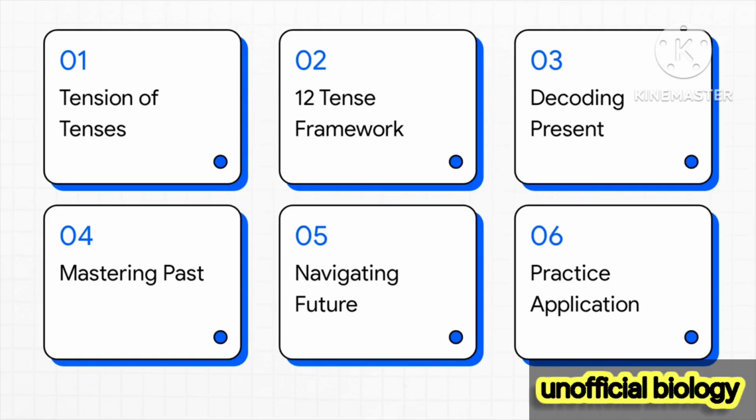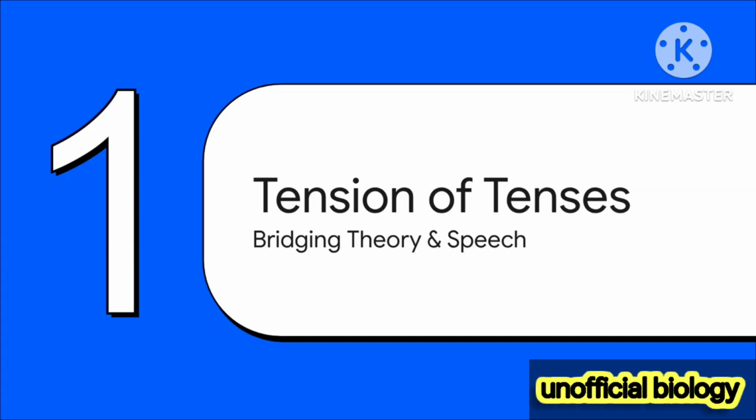So, to tackle this, here is our roadmap. First, the tension of tenses. Then, the 12-tense framework. Third, decoding the present. Fourth, mastering the past. Fifth, navigating the future. And finally, practice and real application. All right, starting with Section 1, the tension of tenses, bridging theory and speech.